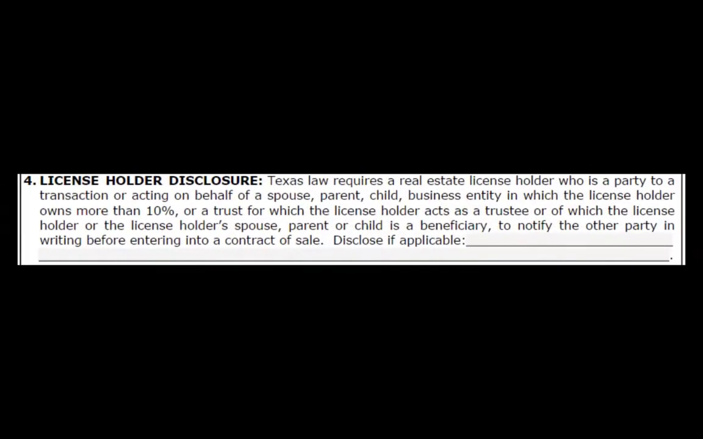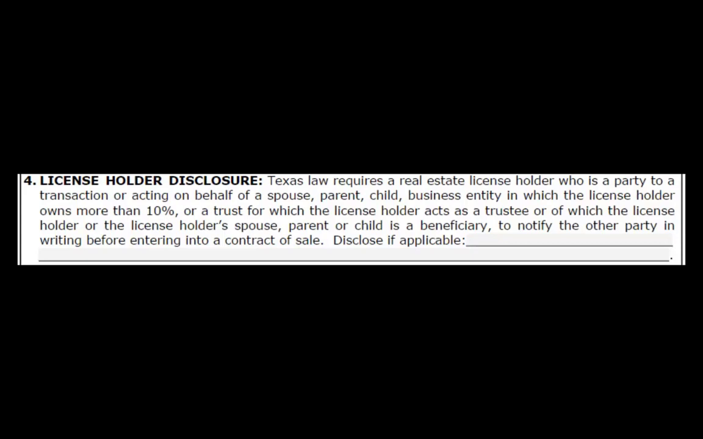Paragraph 4, this is where you disclose if you have a real estate license and you're buying the property, or you have a real estate license and you're selling the property yourself, like you're going to be the buyer or you are yourself the seller. And if you have that real estate license, you must disclose that. And that's what this paragraph is for. It gives you the space available to disclose that you're a license holder.